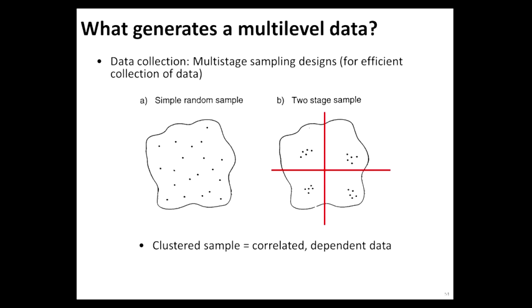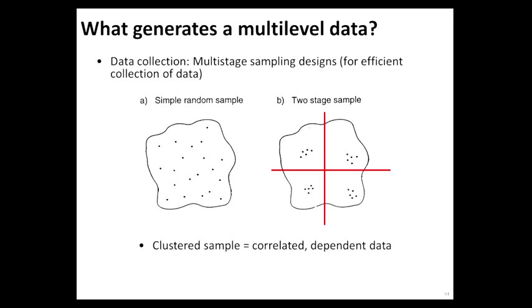Increasingly, a lot of the survey data that we have uses a multi-stage sampling design. The simplest form of multi-stage sampling design would be a two-stage sample. Survey statisticians would demarcate that larger area into 4 primary sampling units, and then within each primary sampling unit, you draw a clustered sample. This is very efficient. However, it ends up violating one of the assumptions of regression models, which is that the data should not be correlated.